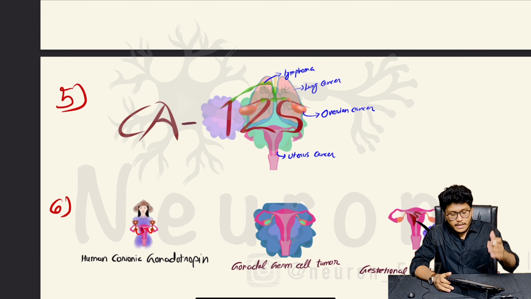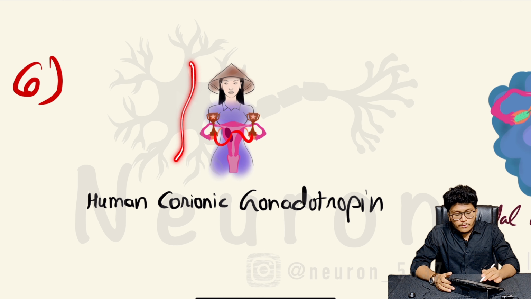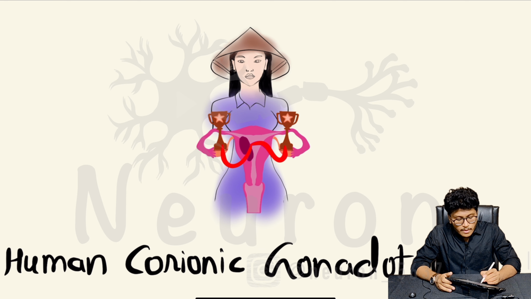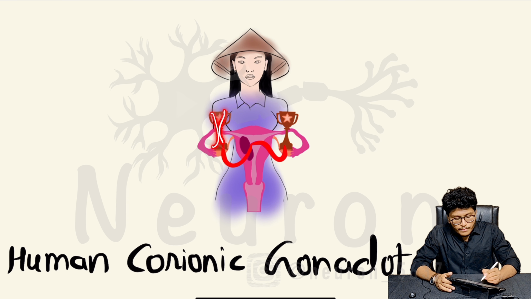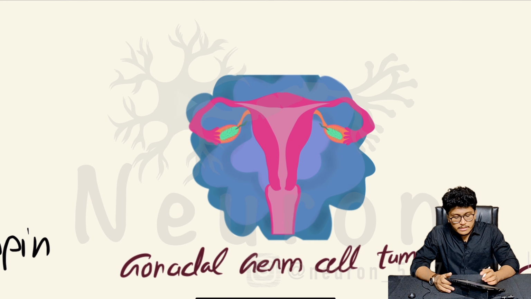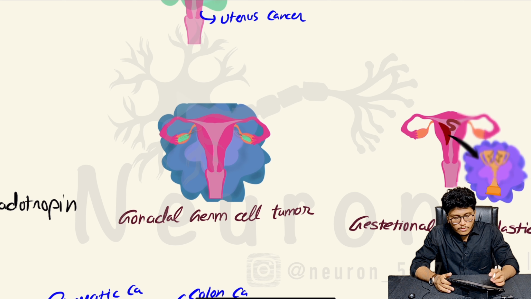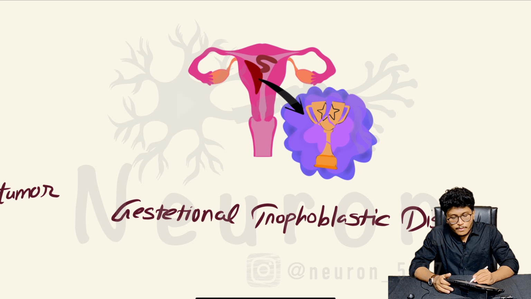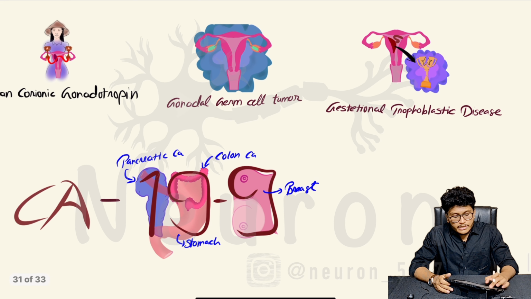Now let's move to the next tumor marker. This is a human chorion girl. So human chorionic gonadotropin. These two are gonads and it has trophy. So gonadotrophy, which is secreted by the placenta. This is a symbol of human chorionic gonadotropin. So these two are gonads and these are germs in the gonad. So gonadal germ cell tumor, and this is the image of the blasting trophy. So from the blasting trophy, you can remember gestational trophoblastic disease.